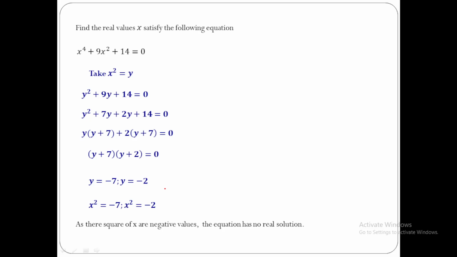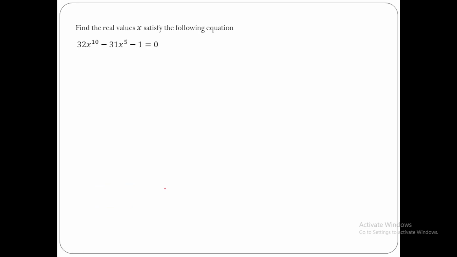Okay, shall we move on to the next question? 32x power 10 minus 31x power 5 minus 1 equal to 0. Shall we take y as x power 5 over here? Yeah. Then x power 10 is equal to y squared. Yeah, let's proceed.